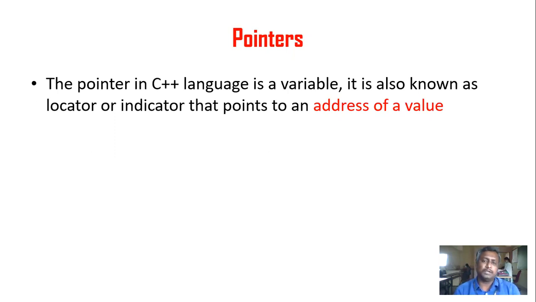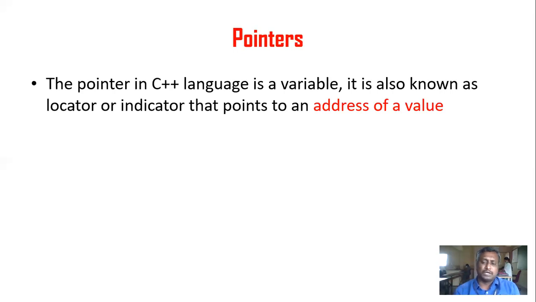We point, right? In the same way, here we use a pointer as a locator or an indicator to point to an address of a value. Got it? So what do you mean by pointer? You will have some value in a memory location, and you do not know where that particular value is stored. In order to get the details of that address, the pointer will point to the address of a particular value.